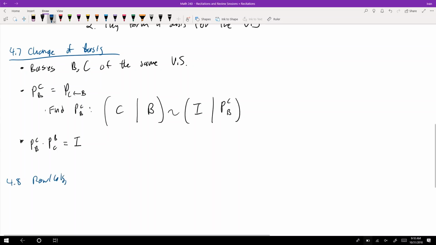Wait, can you talk about that equation? That's like P_CB equals B_B, C equals... That's in another section, not for 7. This is just straight up change of basis. That's 6-5. Yeah. Any questions about change of basis in general? Okay.